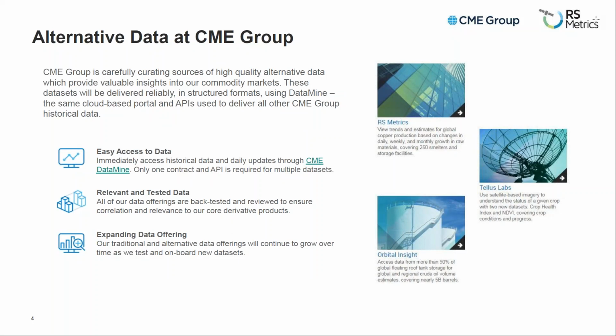As Tom said, all of this content, whether it be the alternative content or the traditional content, is available on our DataMine platform, and that is our cloud-based self-service tool that allows customers to get access to all of our data going back to 1972. And the really powerful thing about it is that through one contract and one API, you can get all of our traditional data, but you can also get all of this alternative content as well, including the RS Metrics data. With the trial, we provide all of the back history for free, alongside a trial agreement, alongside updates for a 30-day period.